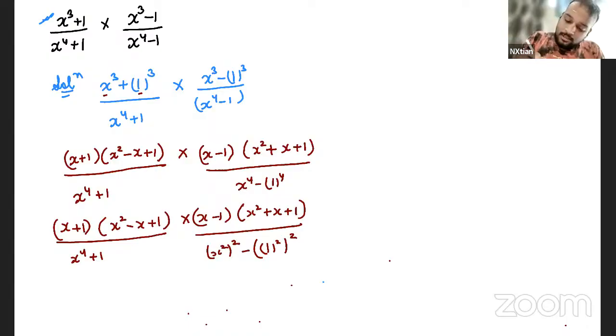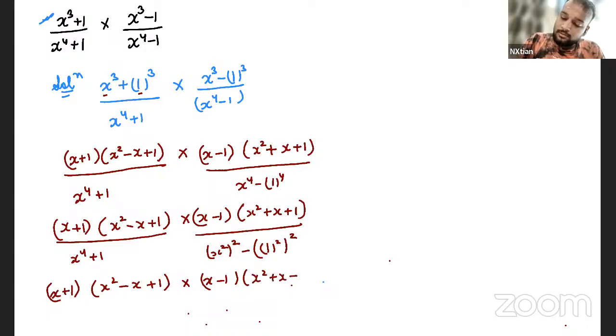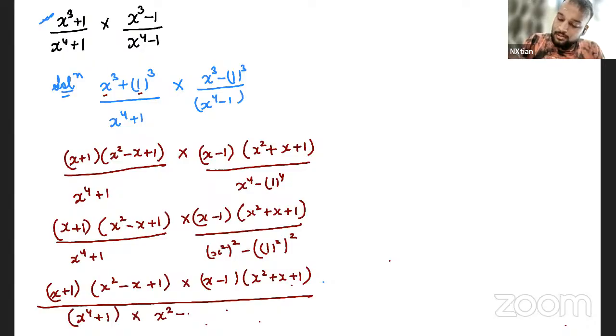Okay. Now it means that can I write it like this? x plus 1, x square minus x plus 1 into x minus 1, x square plus x plus 1, over x to the power 4 plus 1, into x square minus y square, which means a minus b and a plus b. Understood?